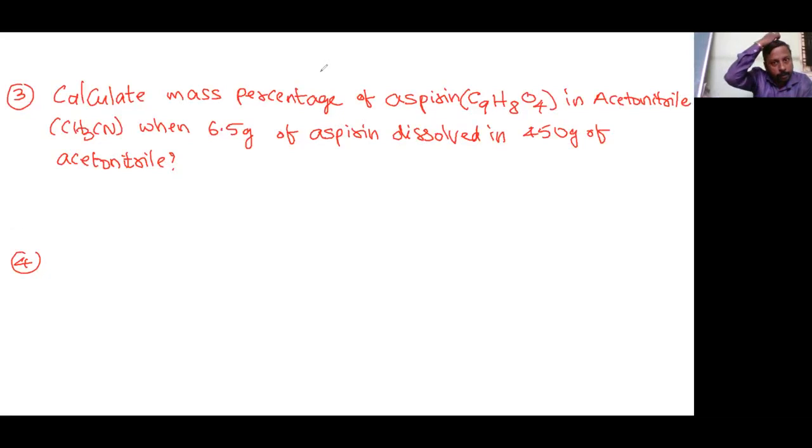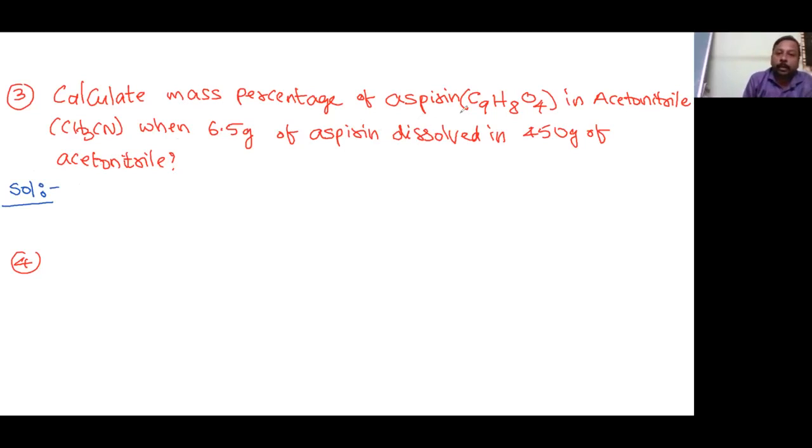Next question. Calculate the mass percentage of aspirin in acetonitrile when 6.5 grams of aspirin is dissolved in 450 grams of acetonitrile. Here, students are not able to score good marks, not because they cannot solve it, but because they don't give the stepwise explanation. So I have selected this question for that purpose. Let me see whether you will be able to write the stepwise answer or not. Getting the correct answer and getting the answer in the maximum steps, both must be satisfied.